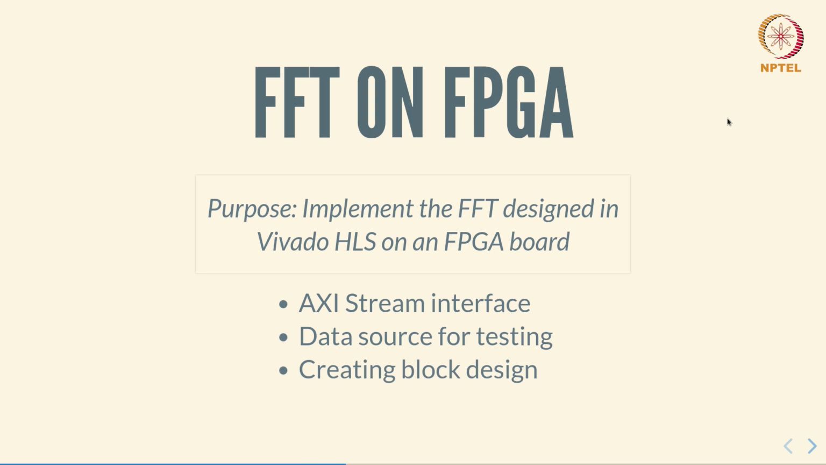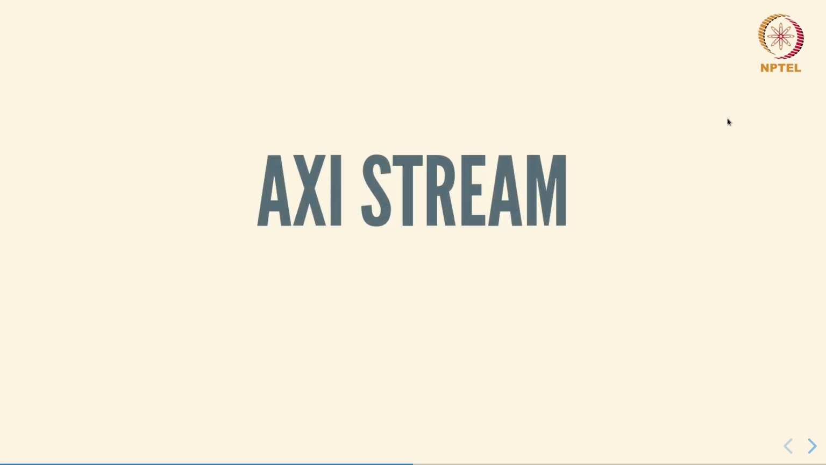We will then create a block design where we put in the FFT, two data sources, one for the input data and one for the expected output, and finally implement this first in simulation and then on the FPGA board. And we will test this on hardware. So let's look briefly at what we mean by an Axis Stream.